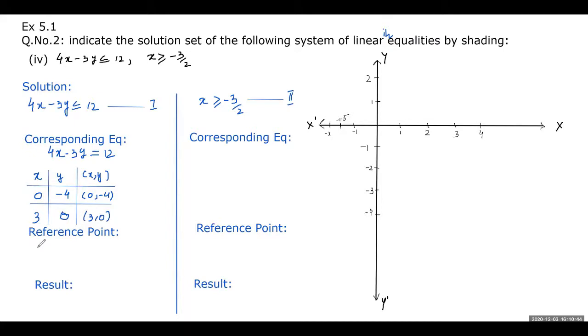Now we go to the reference point, and you know that we use the origin as the reference point. So put the origin (0, 0) in inequality number 1. You will get 0 minus 0, that is 0, is less than or equal to 12. And this is a true sentence. What is the result? The origin lies in the solution region.